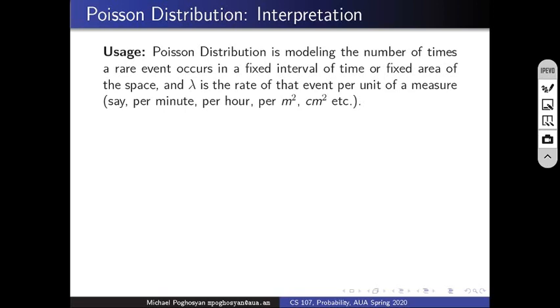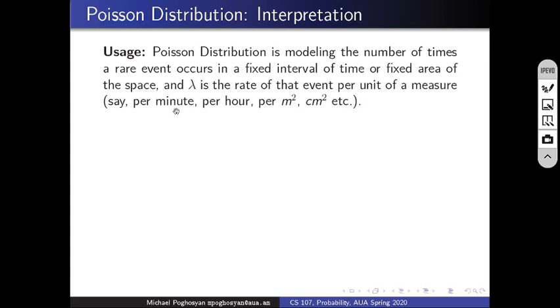So, usage of Poisson distribution. This is one of the most important distributions in probability, and it has a lot of applications, and I will give at the end a lot of examples for you by using R, by fitting data to Poisson distribution. But first, let's talk about in which cases and how Poisson distribution is used.